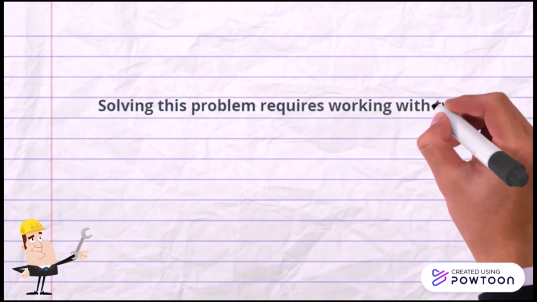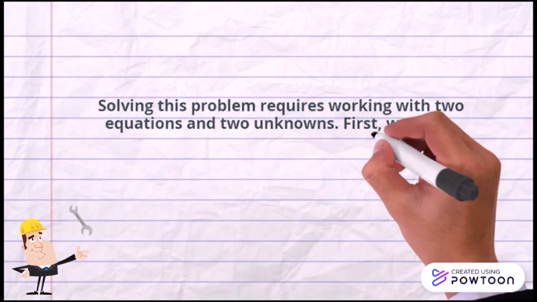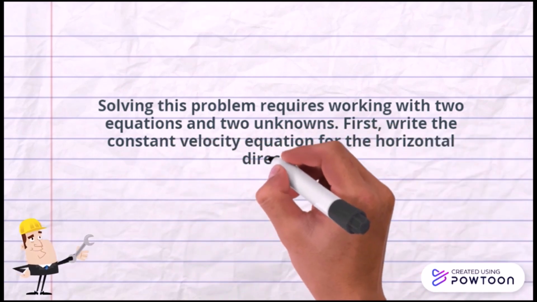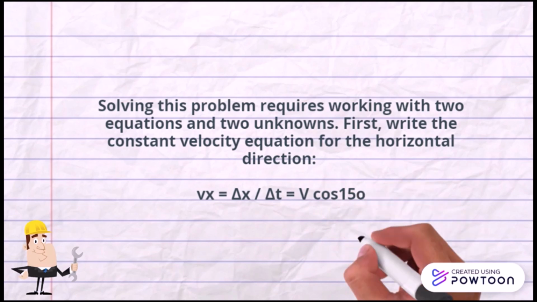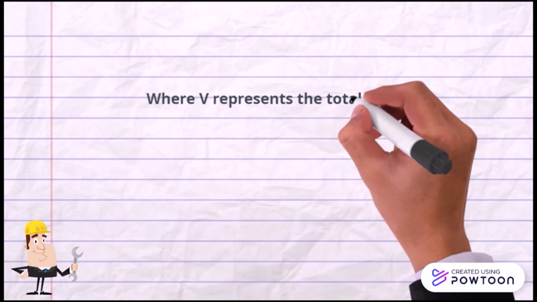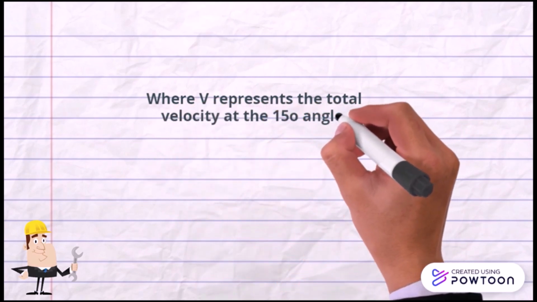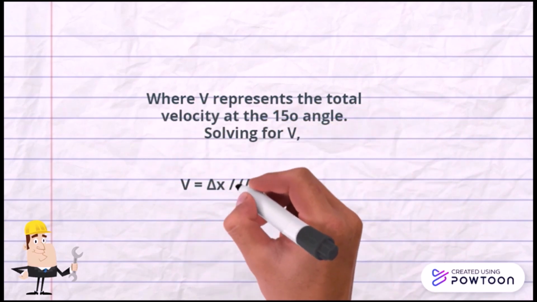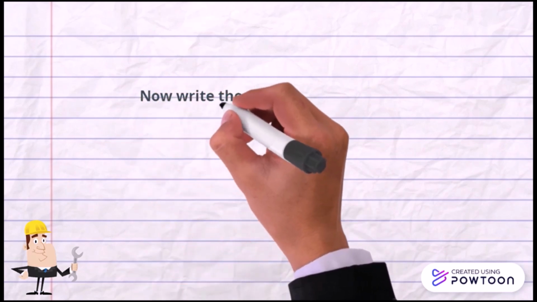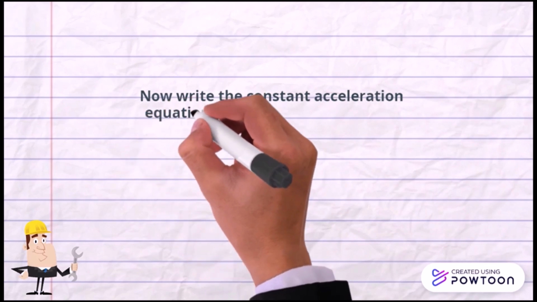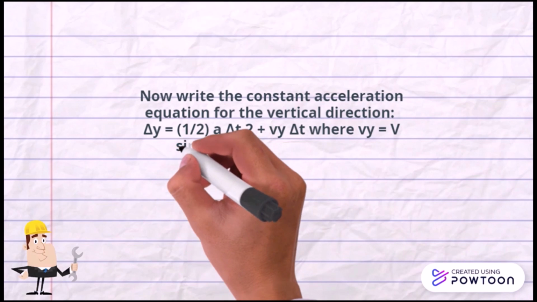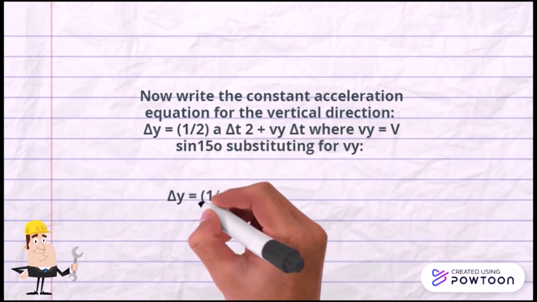Solving this problem requires working with two equations and two unknowns. First, write the constant velocity equation from the horizontal direction, and it is given below, where v represents the total velocity at the 15-degree angle. Solving for v, so here is equation 1. Now write the constant acceleration equation for the vertical direction, and we will come up with our equation number 2.